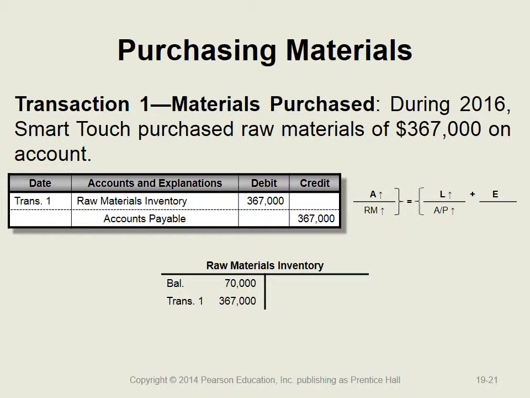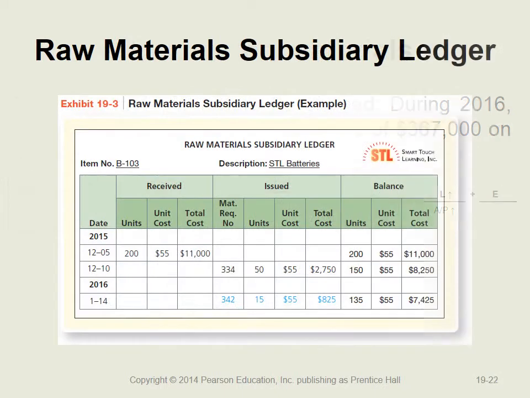The subsidiary ledger contains the details of a general ledger account, and the sum of the subsidiary ledger records equals the balance in the general ledger account. In this case, the raw materials subsidiary ledger would include a separate record for each type of material that SmartTouch Learning uses to produce its tablets. So, SmartTouch would have a separate page for batteries, processors, cases, and other materials used.